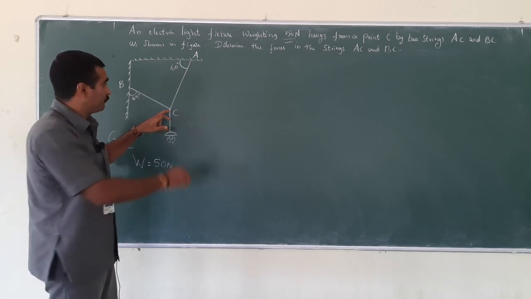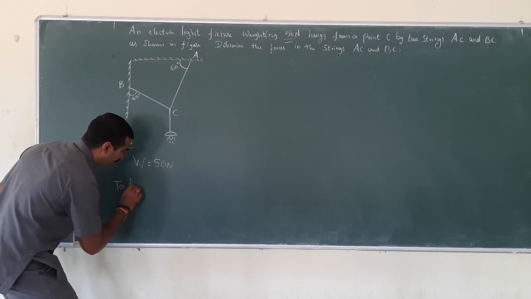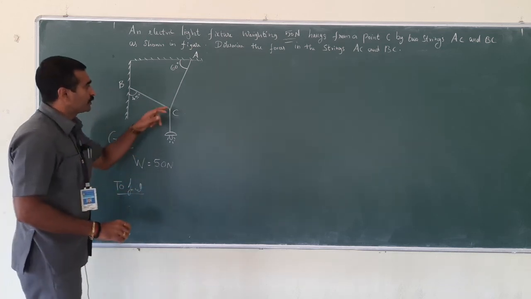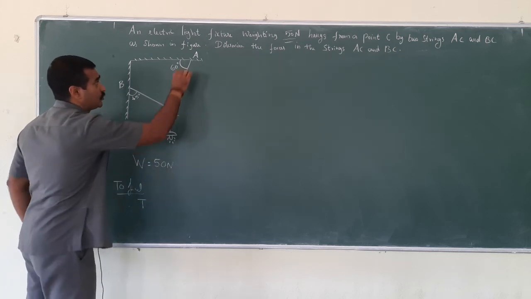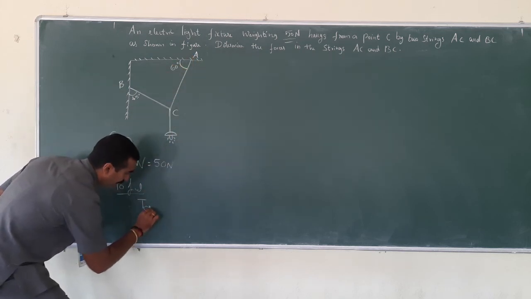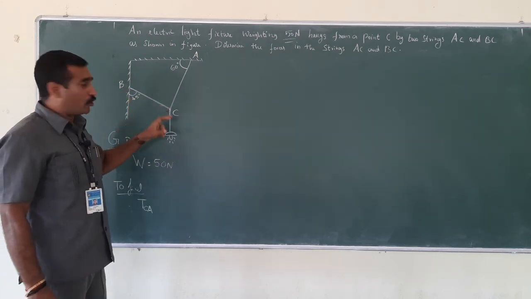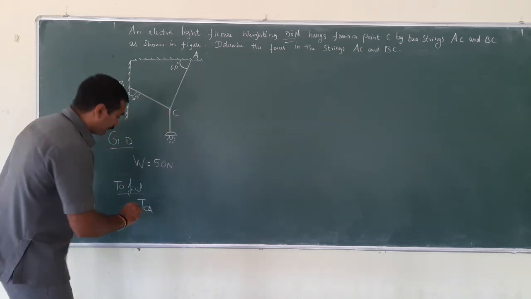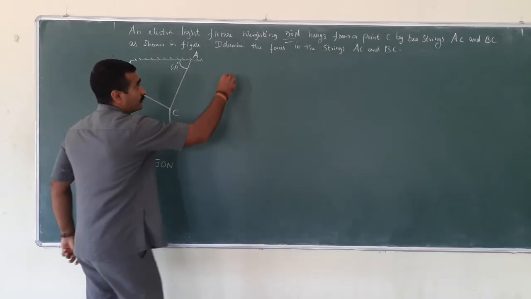So from C to A, it can be written as TCA, that is the tension from C to A. Next, C to B, the tensile force from C to B, which can be written as TCB. Solution.